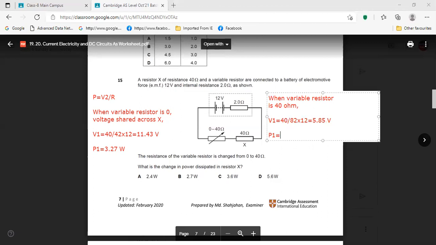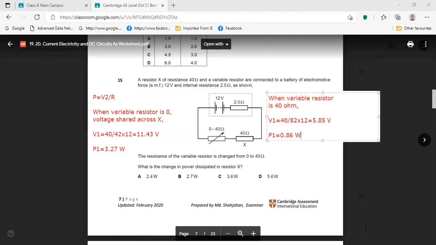Then here P1 is the answer squared divided by 40. How much? 0.856. Then you can write 0.86, right? Yes.